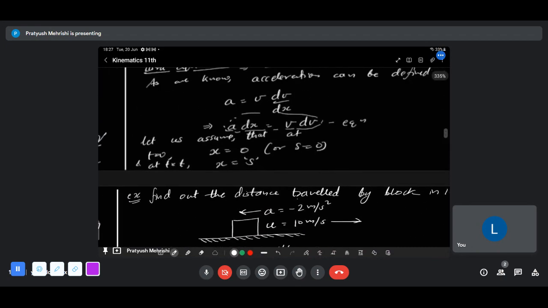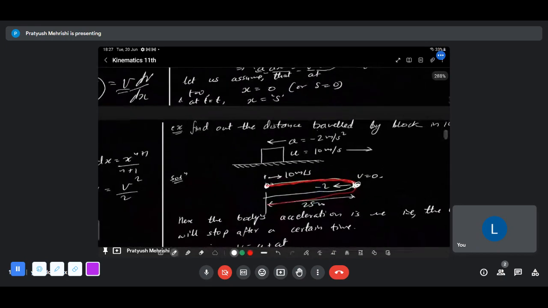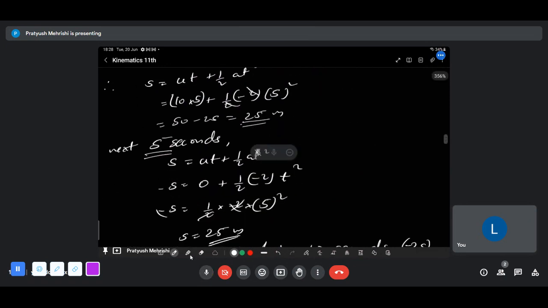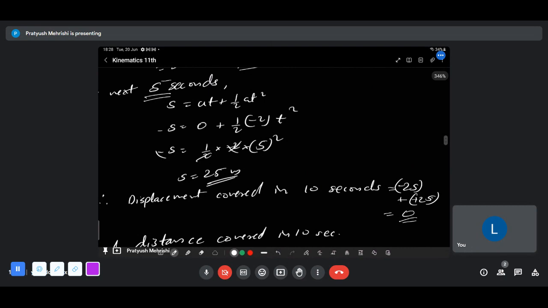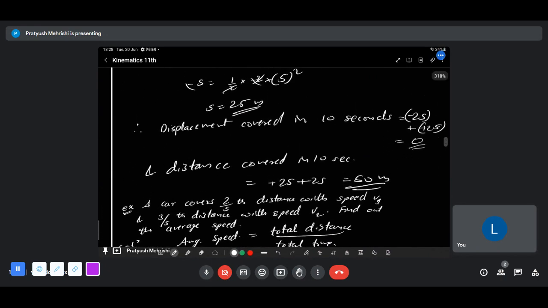Got it now? And what we have to calculate here? We need to find out the distance traveled by the block in 10 seconds. So actually in 5 seconds, its velocity is becoming 0 and it is covering a displacement of 25 meters. Then in the next 5 seconds, it will again cover 25 meters because it will start coming back, and the displacement because of that will be 0, but the distance traveled will be 50 meters.